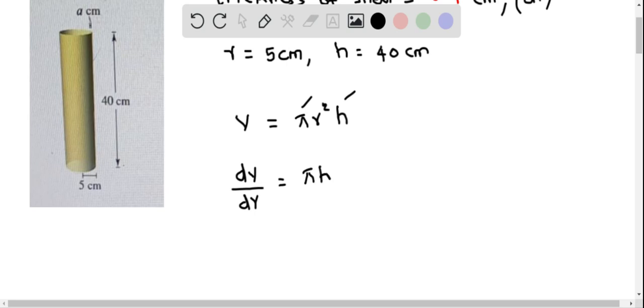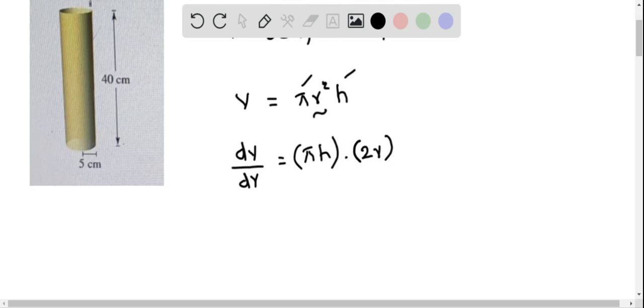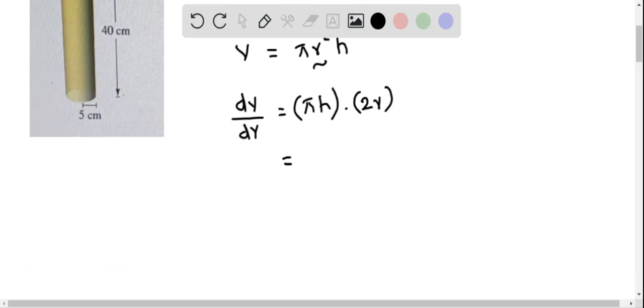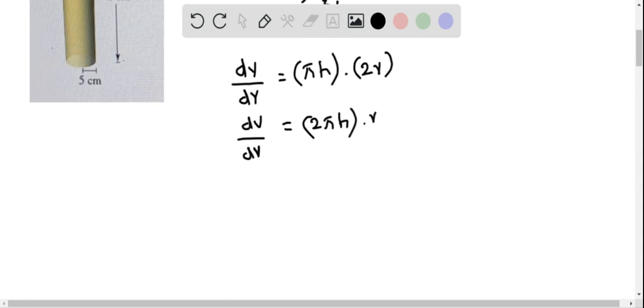So I can put them in front without differentiating, and then we have to differentiate only r squared with respect to r, which gives 2r when we use the power rule. So let's simplify this. This equals 2 pi h times r. This is dV by dr. Now let's multiply both sides with dr, and when we do that we get dV, which represents the approximate volume of the shell, and this equals 2 pi h times r times dr.